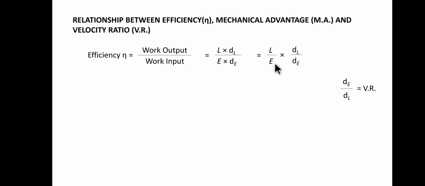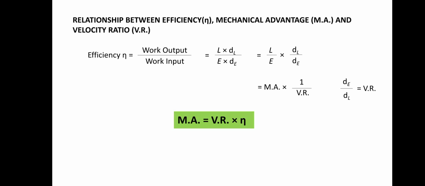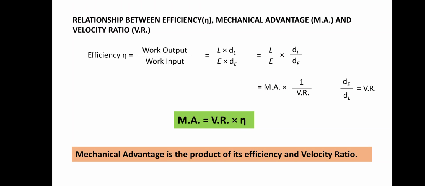So L by E can be replaced by MA, the mechanical advantage, and dL by dE can be replaced by 1 by VR, the inverse of VR. If we cross multiply VR with efficiency and leave MA on the right hand side, we get mechanical advantage equal to velocity ratio into efficiency eta. So mechanical advantage is the product of efficiency and velocity ratio. This is the required relationship between mechanical advantage, velocity ratio, and efficiency.